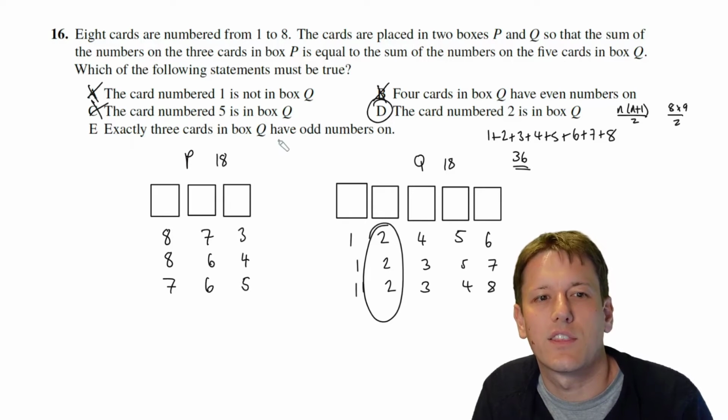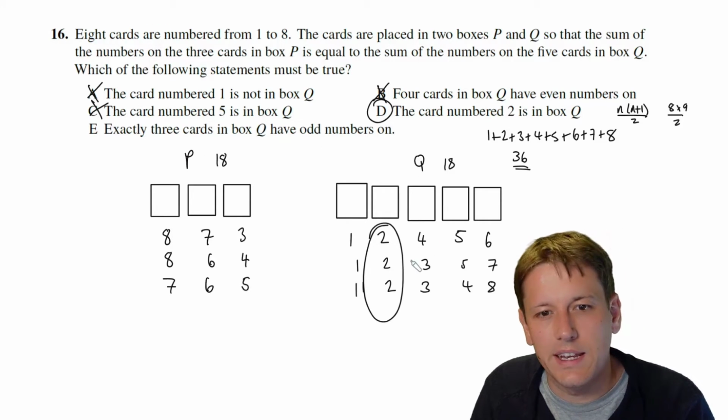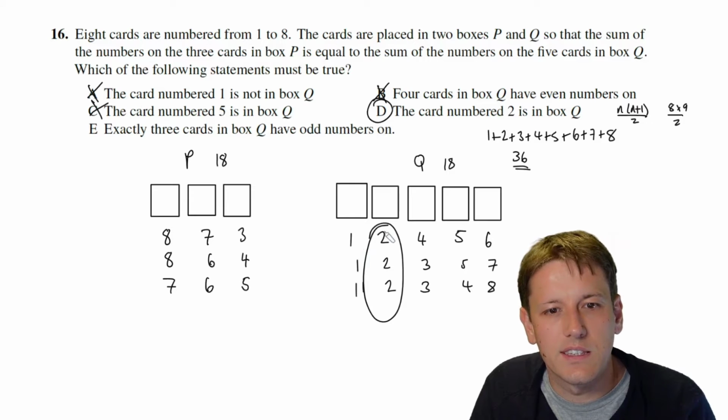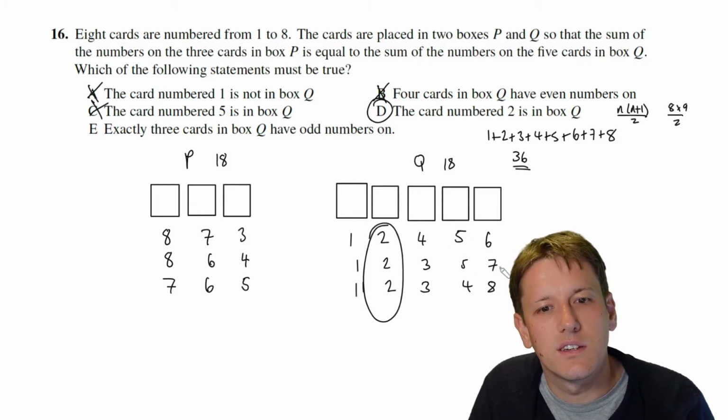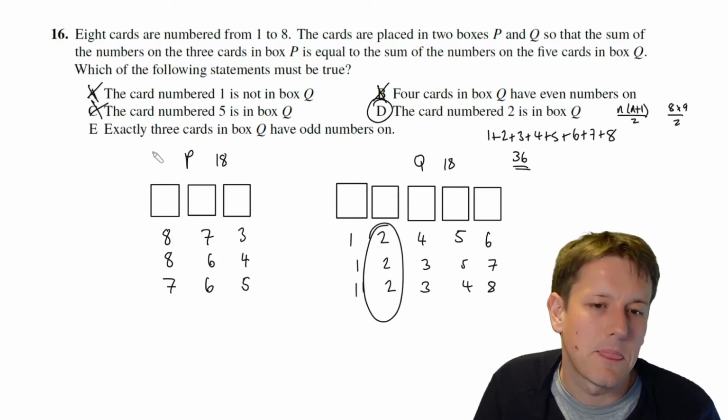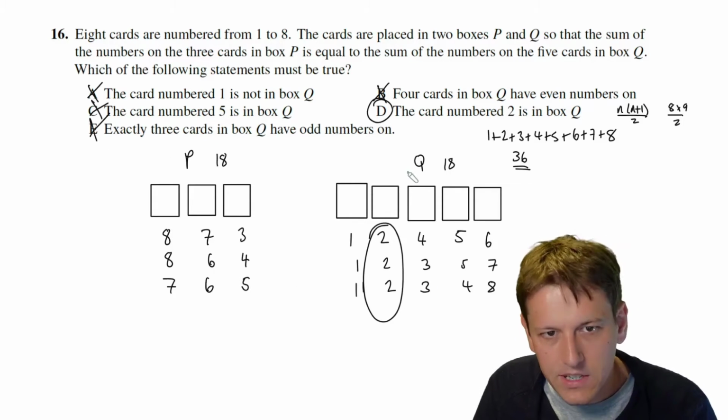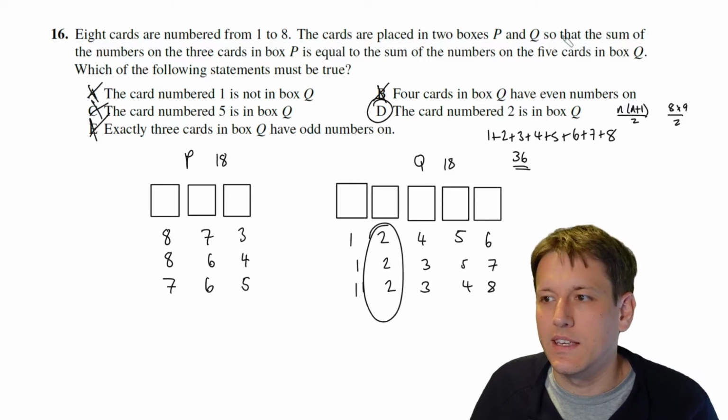And again, exactly 3 cards in box Q have odd numbers on them. Again, that's not true. In the first case, there's only 2 odd numbers. In the next one, there's 4. And in the last one here, there's 2. So that's actually never true again. Anyway, the answer here is D.